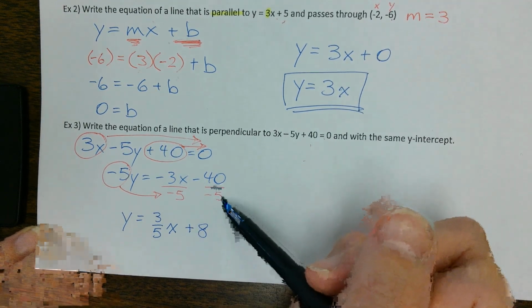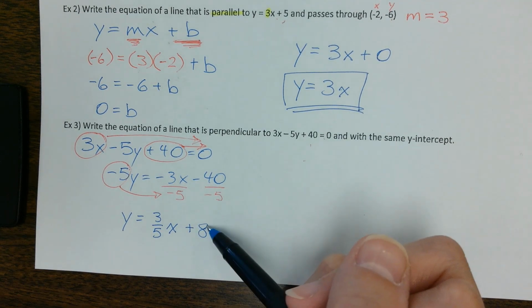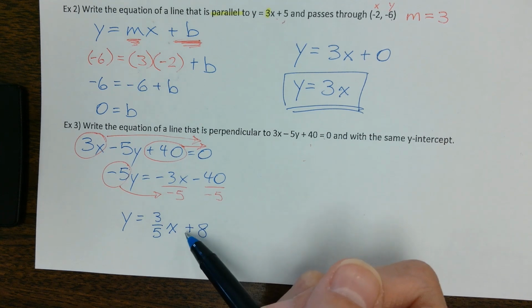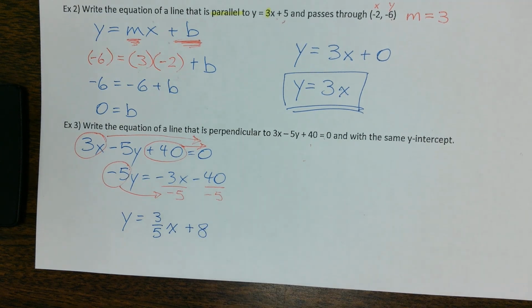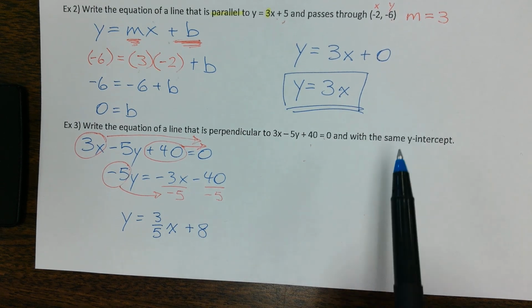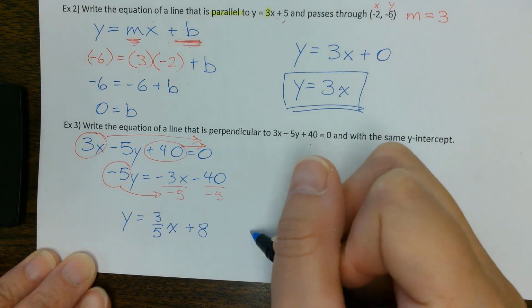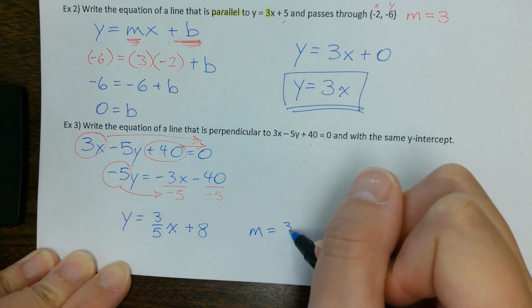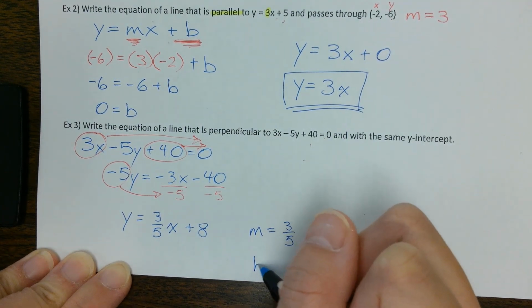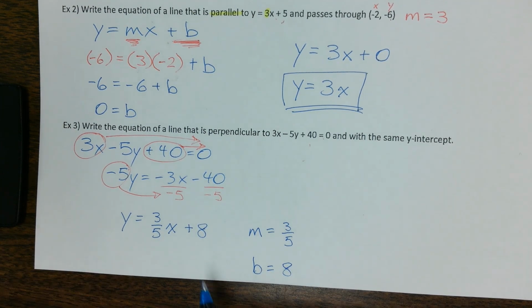Okay, a lot of people will say, okay, 40 divided by 5 is 8, and then they write the 8, and there is no sign in between. So make sure you write it like that. So now that we have this, it tells me that my m is 3 over 5, and my b is 8.